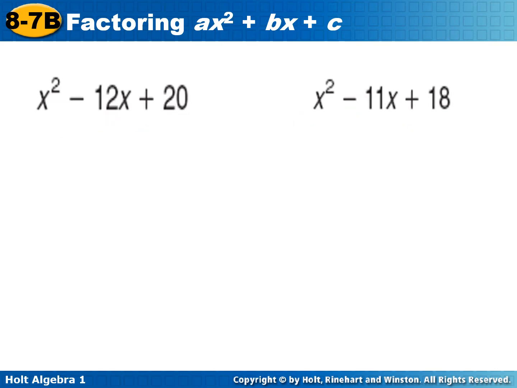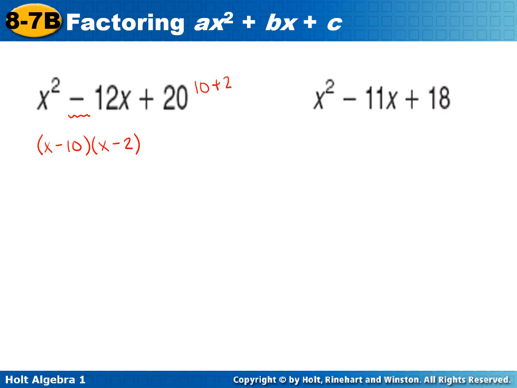Next one, C is still positive, so factors of 20 that add up to 12. I'm going to use 10 and 2. Both factors have to have the same sign, but this time they have to be negative because they must match B. So x minus 10 and x minus 2.